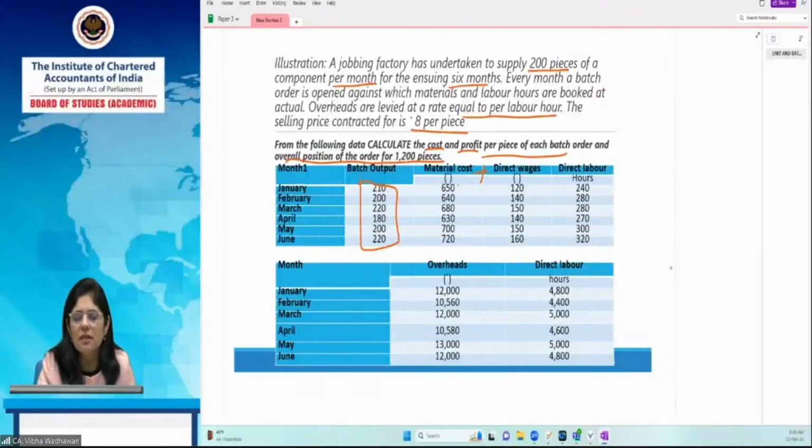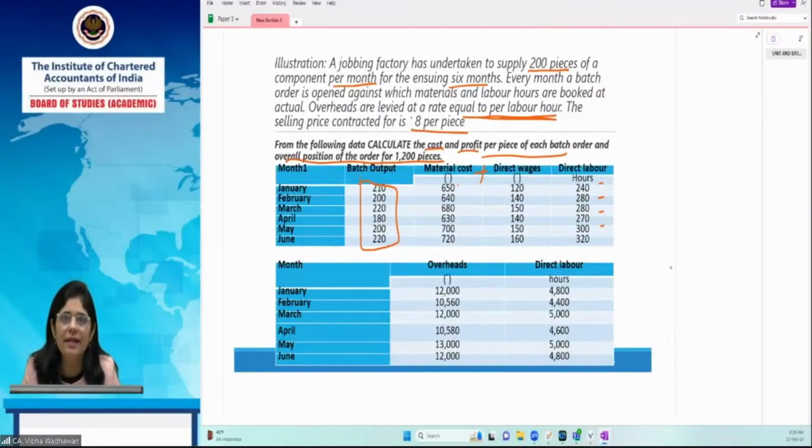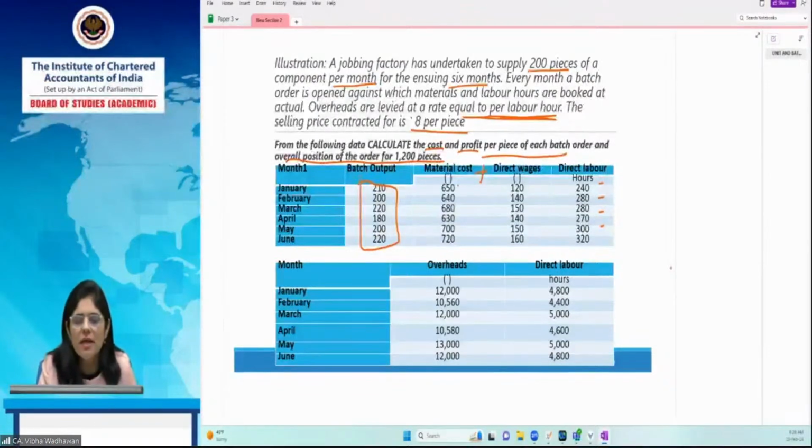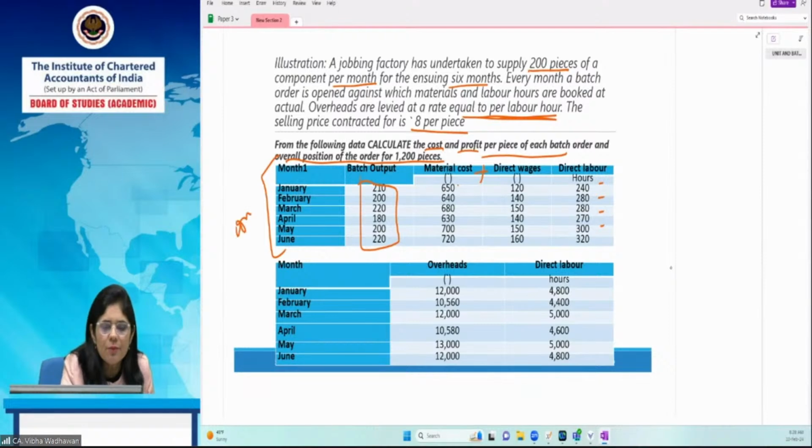Overheads are levied at a rate equal to per labor hour. So we have to see how many labor hours we have used. Labor hours are given to us: labor hours used per batch, multiplied by the overhead rate. What is the overhead rate? This is for the entire organization. This is for that particular component. So this is the data for a component. Clear? And this is the data for the entire organization.